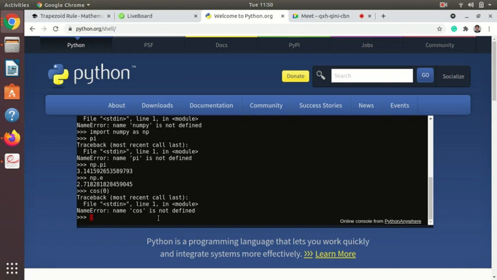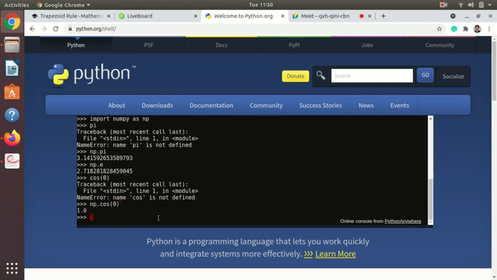It is not defined because it does not know what cos is. So we have to use np dot cos, and now we know the value of cos 0 is 1, so it should return 1. It is returning 1. So what is the takeaway? We have to use np dot and then whatever function. Here pi and e are also functions for Python. Okay, so with these basics you can write your own program for differentiation.